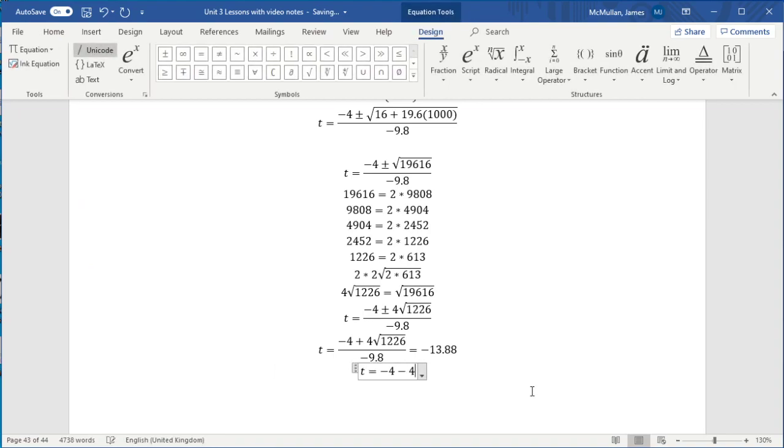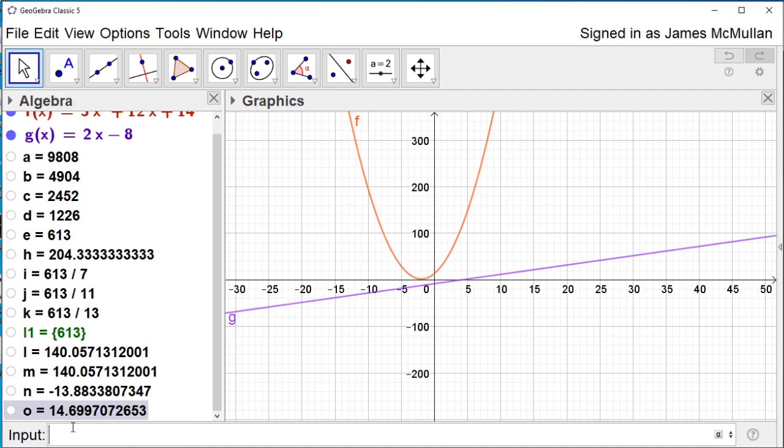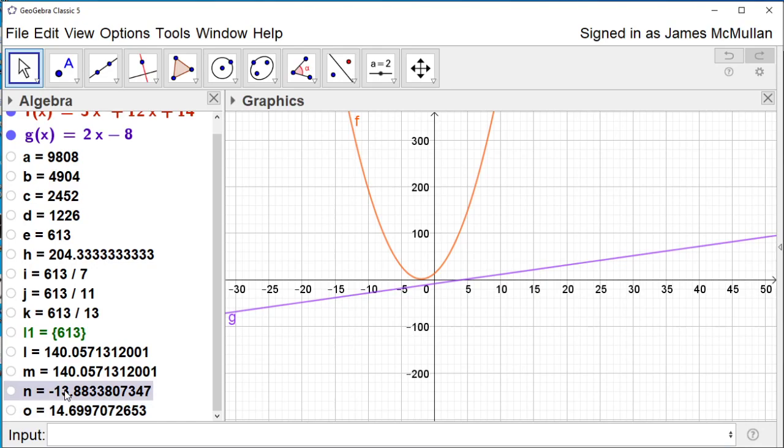Negative 4 minus 4 root 1226 divided by negative 9.8. And in that case, we're going to get negative 4 minus 4 square root 1226 divided by negative 9.8. And we get 14.6997. Now, I think I might have made an error in this one. I just want to check the work again. Oh, okay, looks all right.